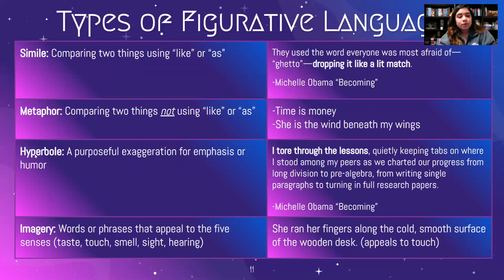The second example, we have metaphor. So metaphor is comparing two things not using like or as, right? And we have a metaphor like time is money, or she is the wind beneath my wings. Time is money is a very simple metaphor, and it's just saying that every minute that you waste is money that you're wasting, especially when you're working.